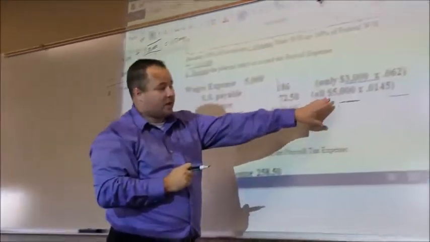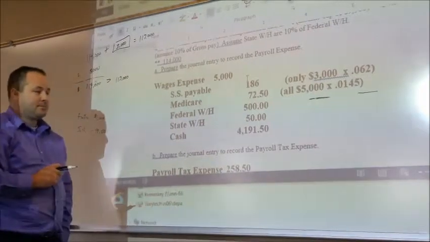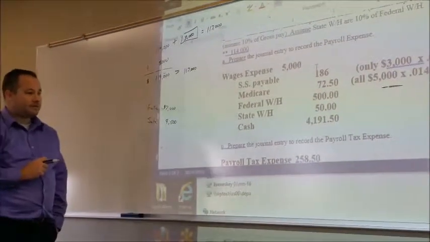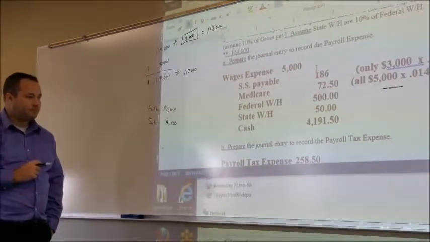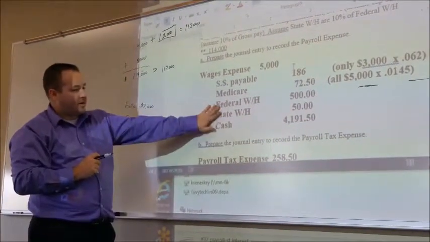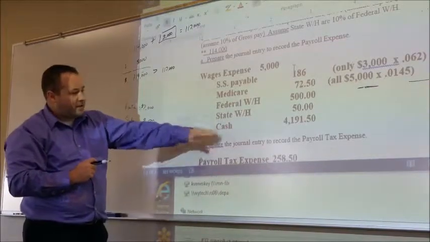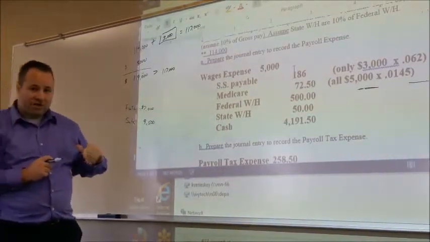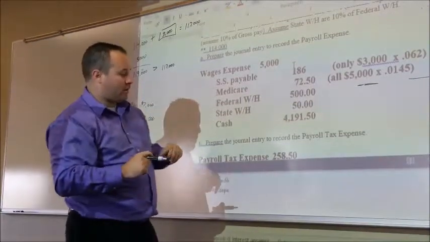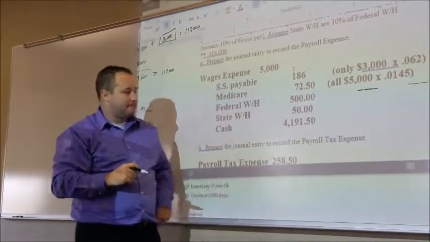Medicare, remember, has no cap, so all the money is taxed, all of our earnings. And then you could have gotten the federal and state. Hopefully you got that all right. And then our last entry, of course, is to have the payroll check written to our employee for the $4,191.50.